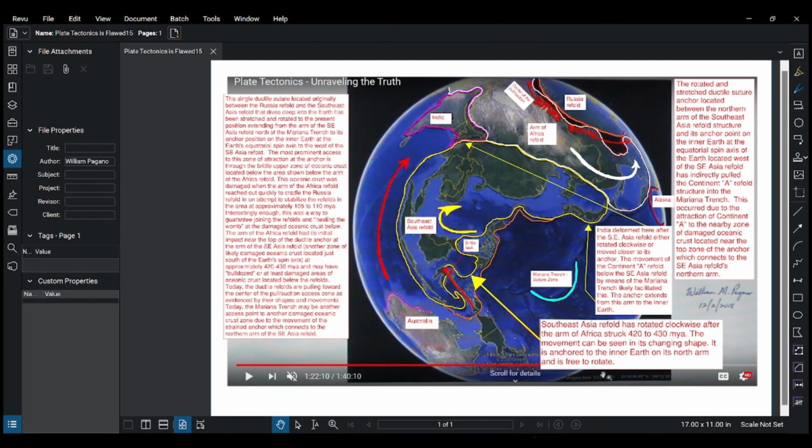Okay, that last narrative about the twerking motion of Africa, how it forced the Southeast Asia refold to rotate clockwise and all that, you will see that in the upcoming slides. It's just something I wanted to set the record straight on because I didn't want to misstate anything, and for clarification later.